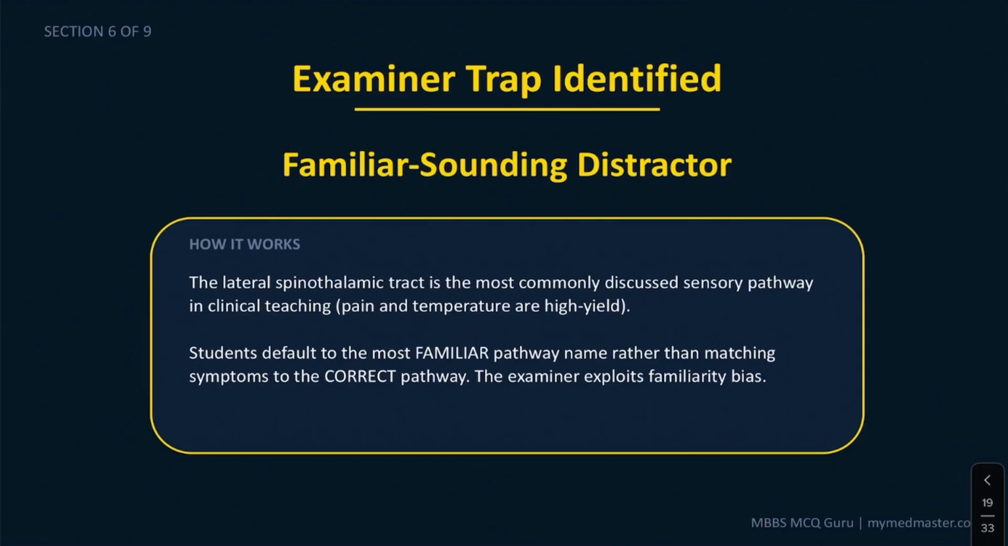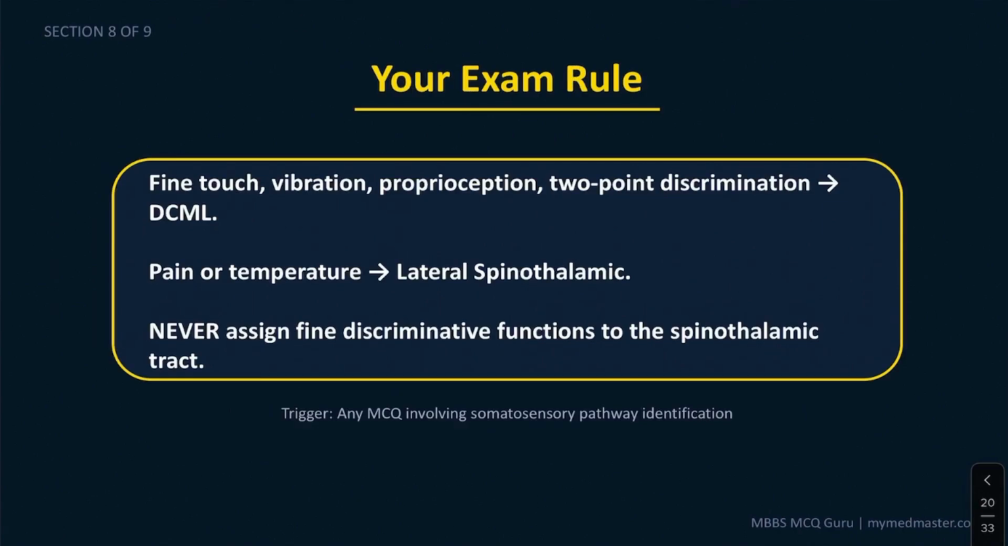So, when you see a somatosensory question, your brain defaults to the most familiar pathway name. The examiner knows this. They put the familiar option as a distractor, counting on your brain to choose recognition over reasoning. So there were two MCQs, two completely different traps. The tool adapts its diagnosis to each specific question. So this was the exam rule for your second question.